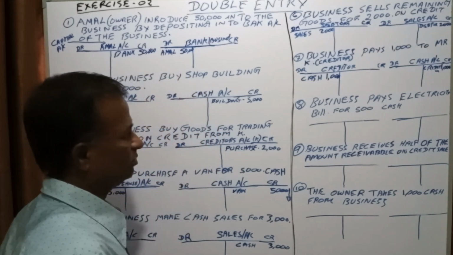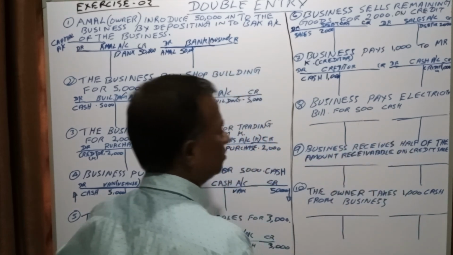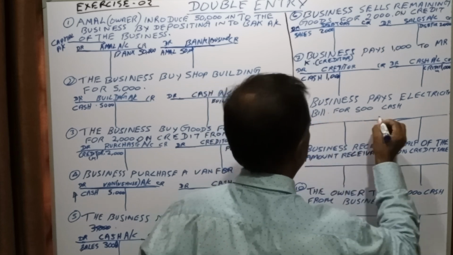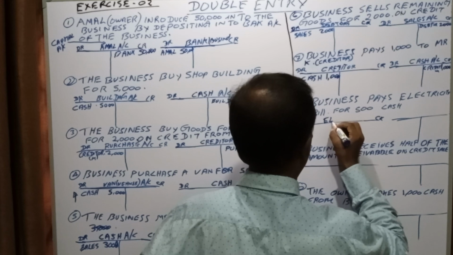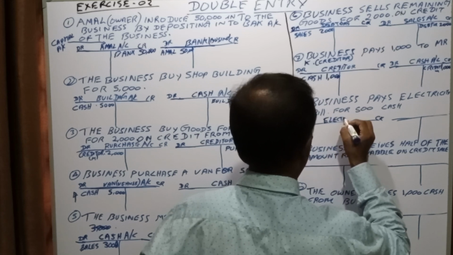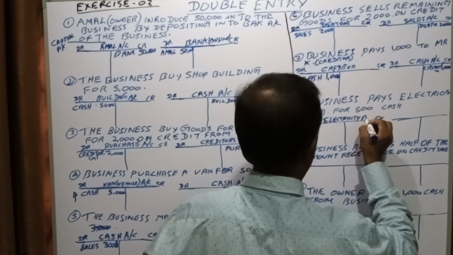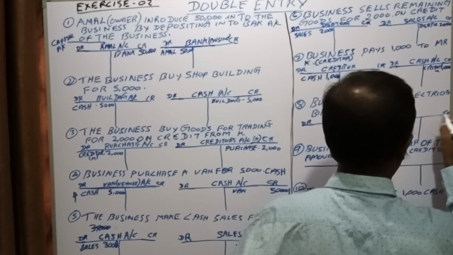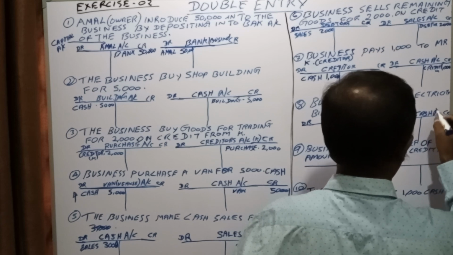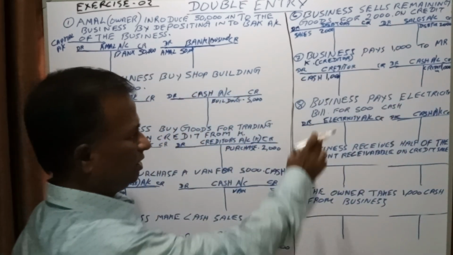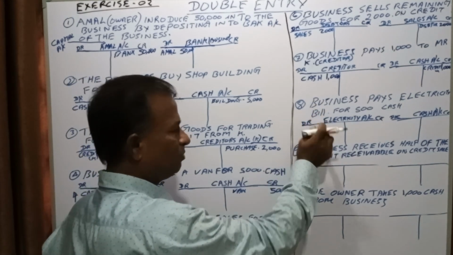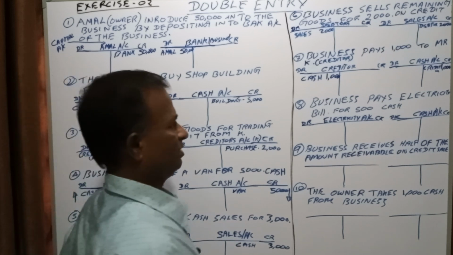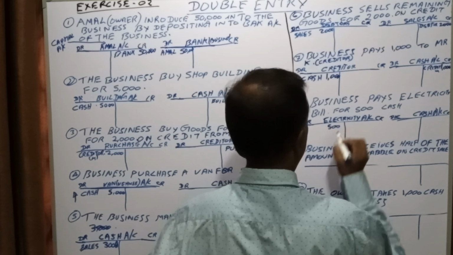Eighth adjustment is business pays electricity bill for 5,000. What are the accounts affected? Here we will say Dr, here we will say Cr. One is electricity, which is an expense account. Another is cash. Electricity payment is an expense. Business pays electricity bill for rupees 5,000. Expenses are debited, so here we are going to debit.